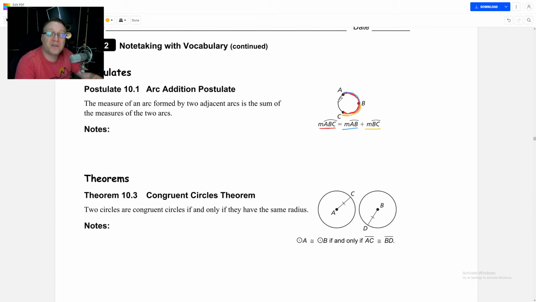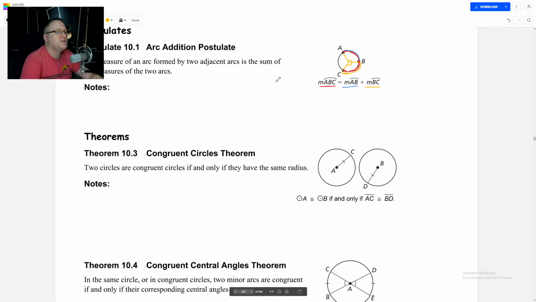And we're talking about the measure. And what is the measure? Remember, the measure is, if we have the center here, it is the angles that they make. All right. So this angle plus this angle is going to equal this angle all the way over to here. All right. This angle plus this angle equals the whole angle. All right. That's what this means.